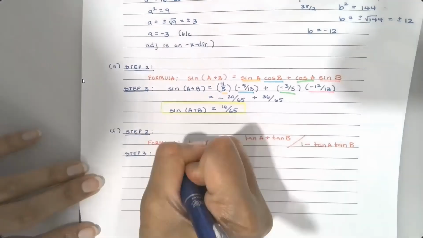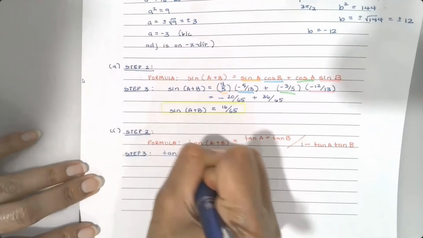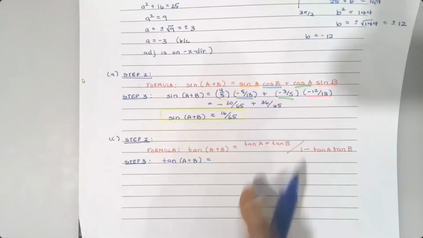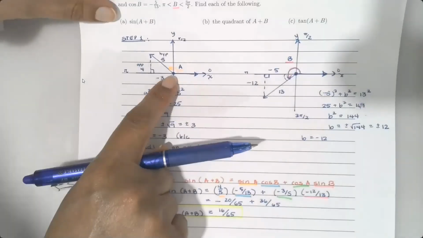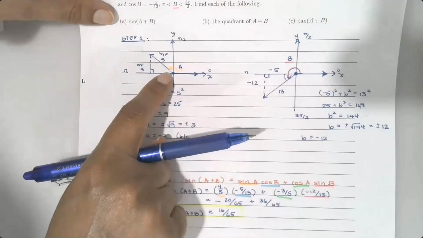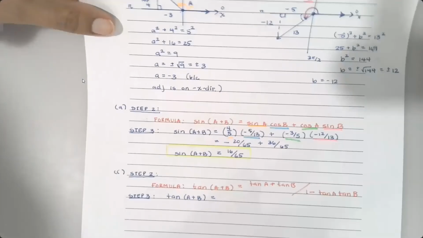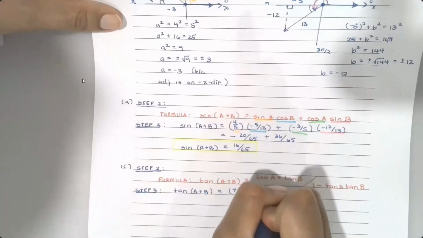Applying it, we get tangent of A plus B will be equal to tangent of A. So that means we have to go to the first diagram. That's the one that involves angle A. And look at what is tangent. Tangent will be opposite over adjacent. So 4 over negative 3. And we get 4 over negative 3. That's this first part.